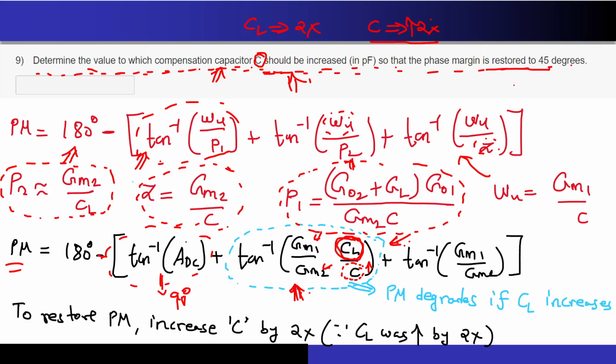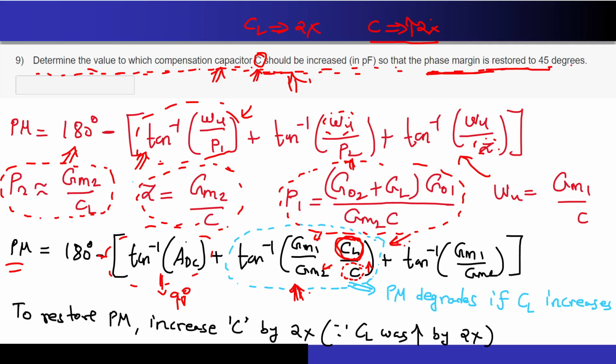restored. So if you apply a little bit of logic, if I don't increase the value of C, the question is mentioning that your phase margin is going to degrade. Correct? Now I have to check why it is happening. To check why increasing the value of the load capacitor is decreasing the phase margin, I have to represent this equation in terms of CL.